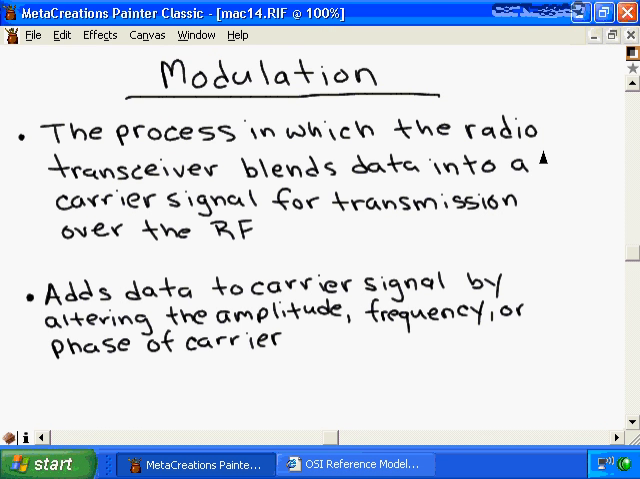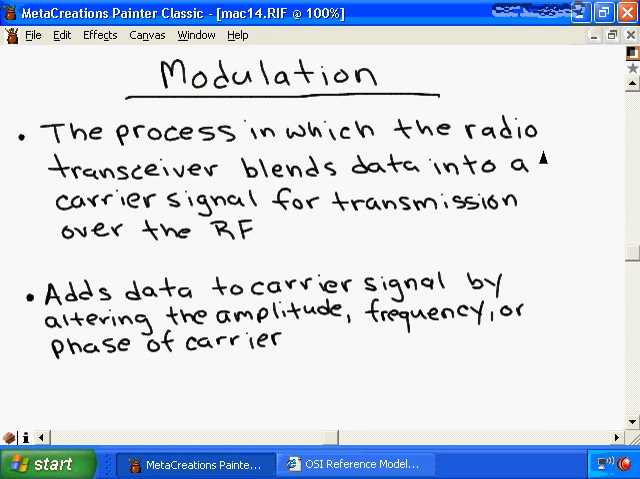Now, the essential definition of modulation, which again occurs at the physical layer, is that the radio transceiver in the wireless network adapter blends the data into a carrier signal for transmission over the radio frequency. The carrier signal is basically the frequency that is modulated to carry an analog or a digital signal. In this instance, it's a digital signal.